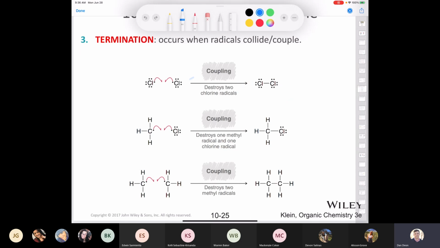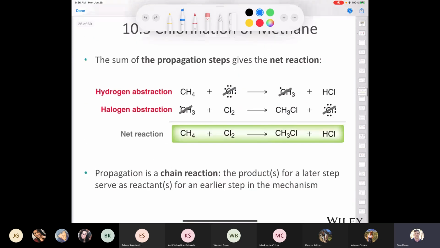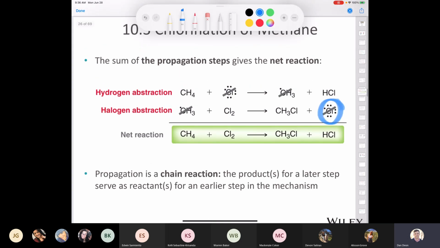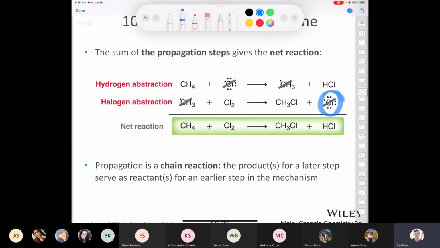Done. Reaction over. So a little more about those two propagation steps. And I told you this on the last slide, that if you look at the sum of the propagation steps, it gives you the net reaction. So again, this is a chain reaction, because the product that's formed here is going to serve as a reactant later on, or for an earlier step in the mechanism, which can be done over and over and over.